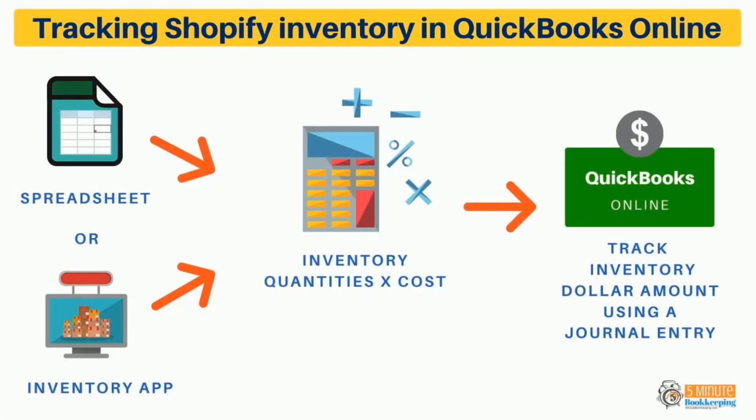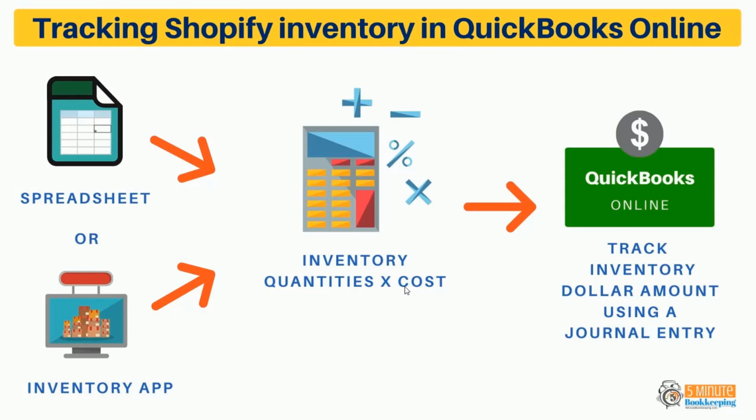So if you recall from our previous video, I had talked about the fact that in Shopify, even though you are able to track a cost for all of your different products, the inventory reports really don't show you the inventory cost. They only show you the inventory quantities. So what we want to do then is to track inventory either in a spreadsheet or using a cloud inventory app. And what we're looking to track is the inventory quantities at the end of the month. So whether it's end of the month, end of the year, we're tracking inventory quantities times the cost and essentially coming up with a dollar amount.